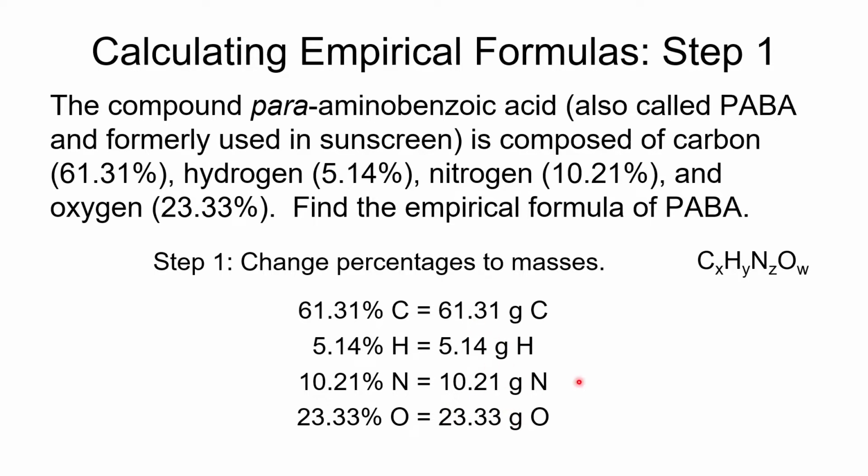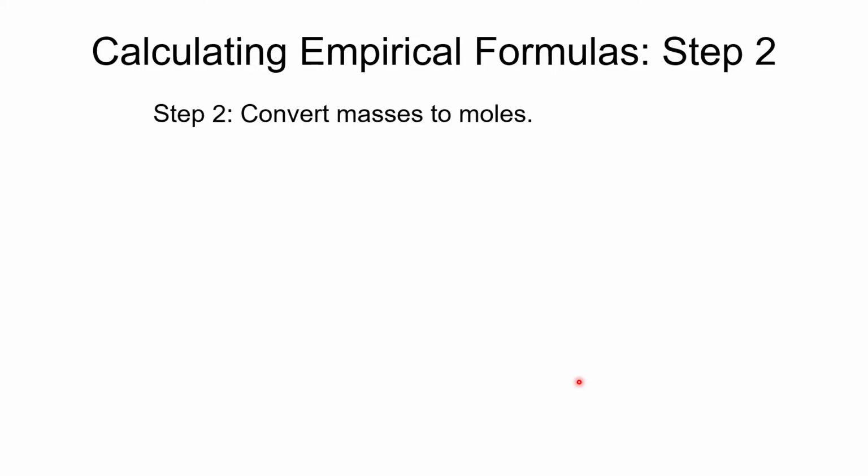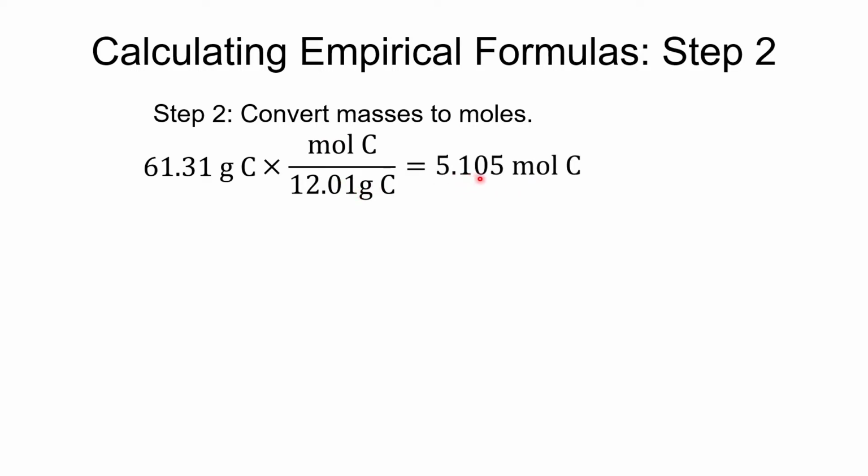All right, now that we have those, our second step is going to be to take those masses and convert them into moles. So we'll convert the masses into moles. Our 61.31 grams of carbon we will divide by the 12.01 grams of carbon per mole of carbon. That's our atomic mass that we will find on our periodic table. And that will give us 5.105 moles of carbon.